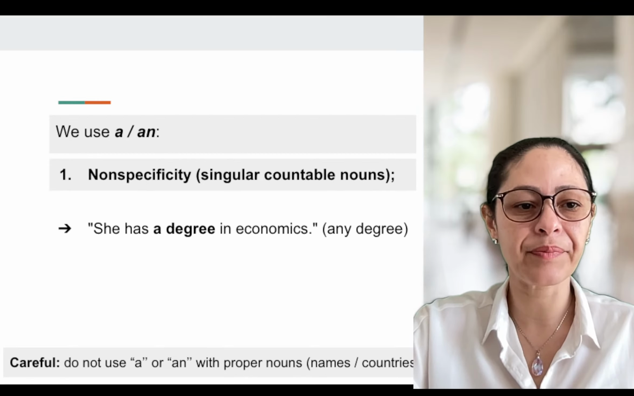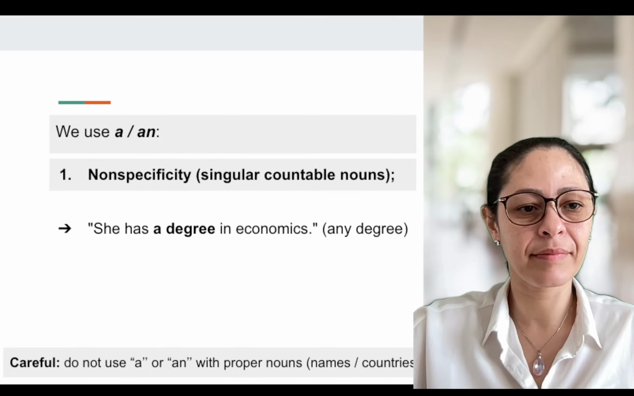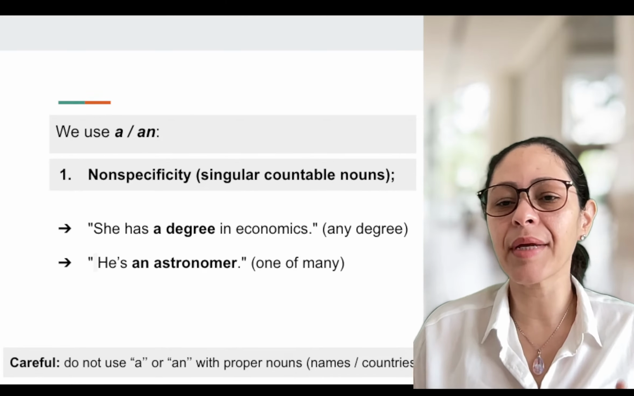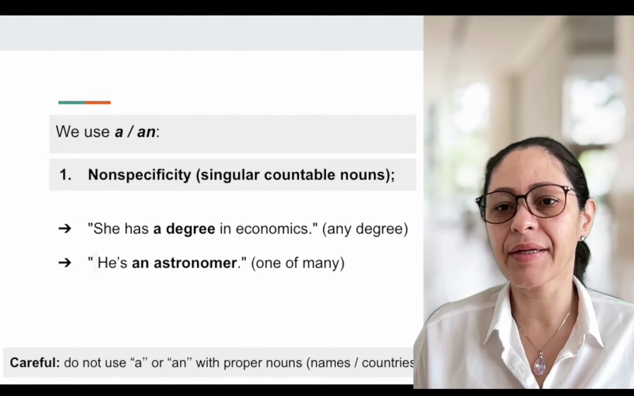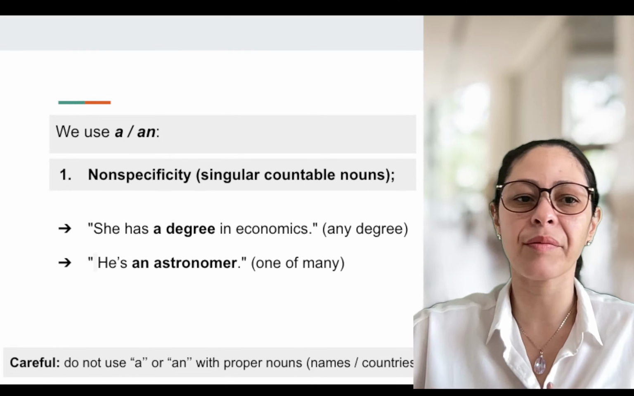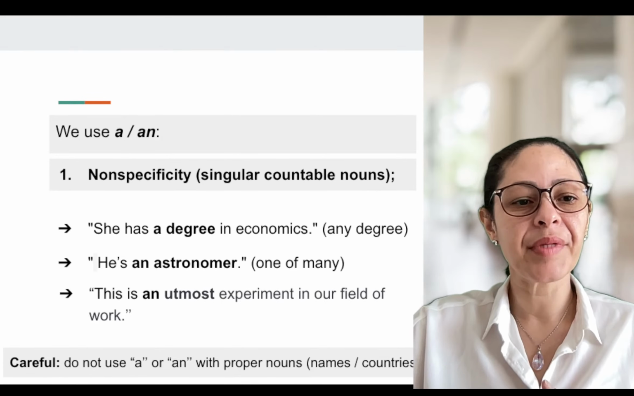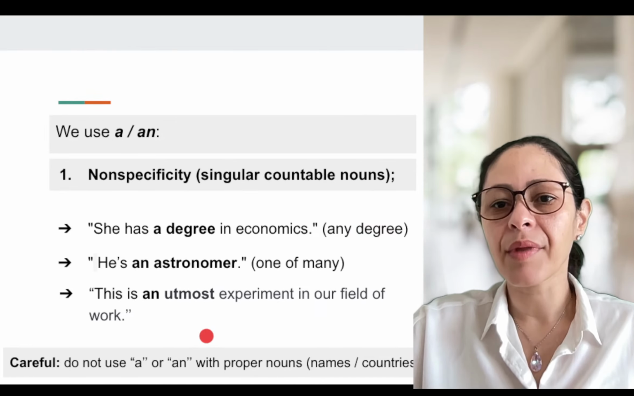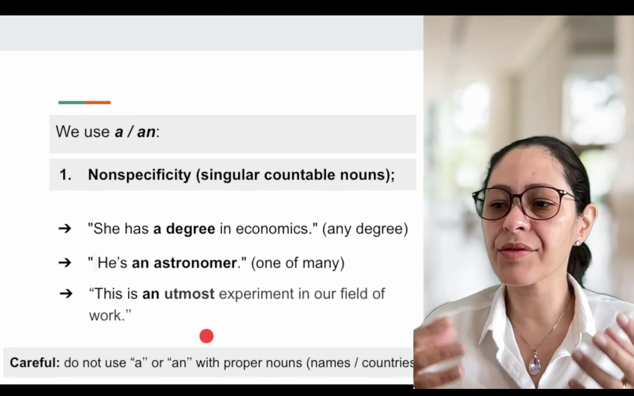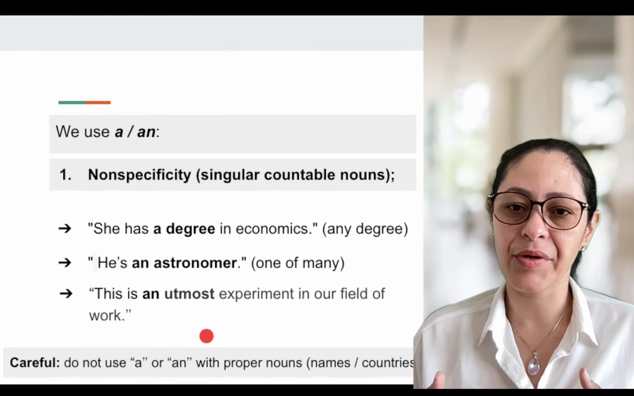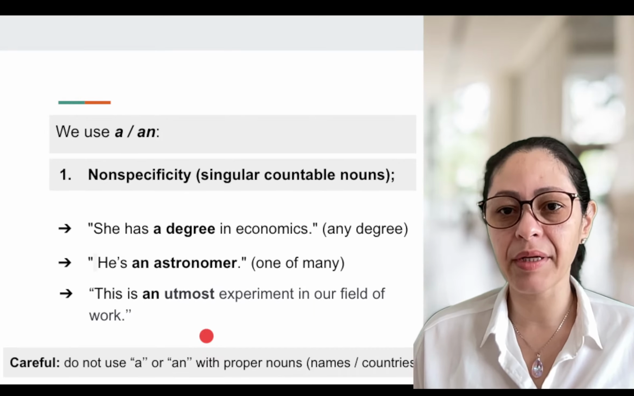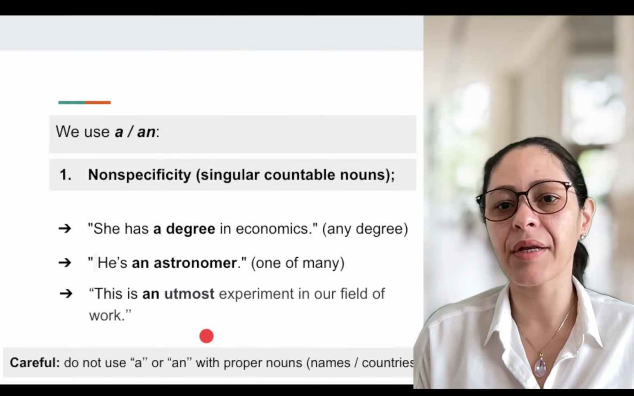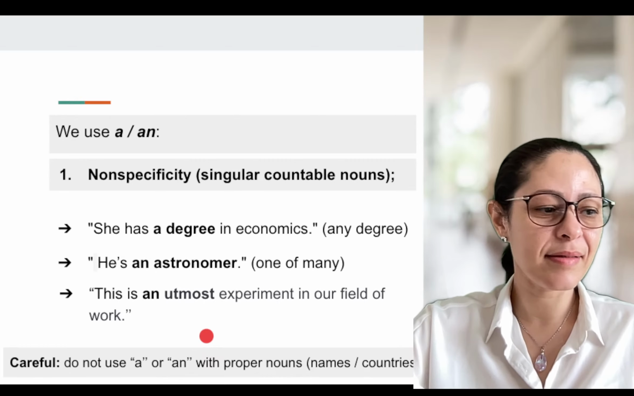Our next example. He's an astronomer. So he is one of many astronomers. I'm not giving you any kind of specific detail. So he's an astronomer. Our next example. This is an utmost experiment in our field of work. So this is an extremely important experiment, but it's probably one of many important experiments. That's why this is an utmost experiment in our field of work. Let's move on.